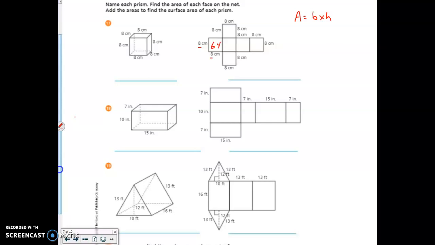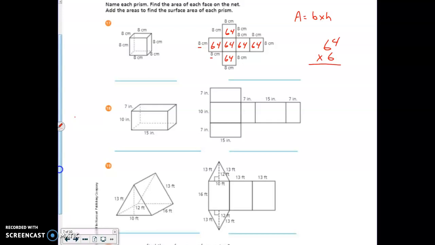Well, if it's 64 one time, and these are all squares with the same sides, same lengths of the sides, then all of these have to be 64. So we are dealing with a 64 here, a 64 here, 64, 64, and 64. So there are now 2 ways to find the total surface area of this cube. I can add 64 the 6 times that I see it there, or I can take 64 and I can multiply it by 6 to find that answer.